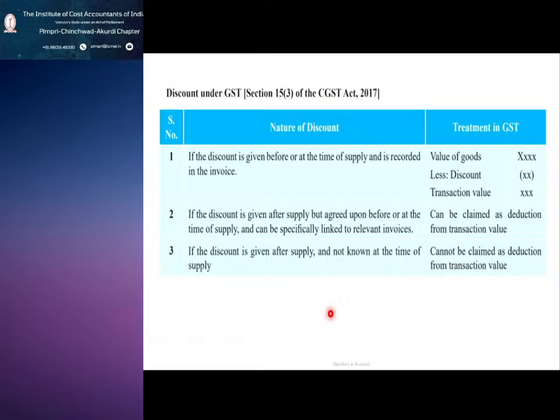Then if you are agreeing, see in the second point, if the discount is given after supply but agreed upon before or at the time of supply. So you are saying cash discount, right? Cash discount means whether it is agreed before or at the time of supply.